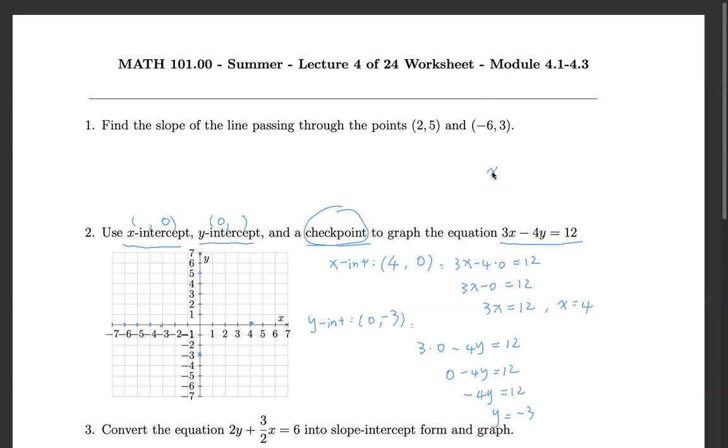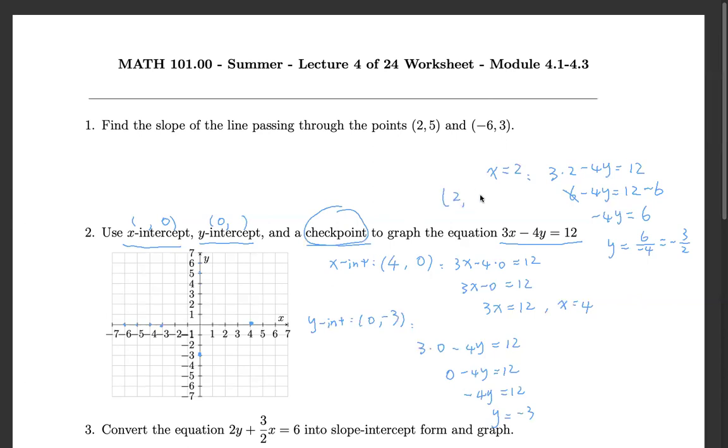So let's see, if x equals 2, right? We have 3 times 2 minus 4y equals 12. 3 times 2 is 6. 6 minus 4y equals 12. Right? So move 6 to the other side, it becomes -6. So -4y equals 6. Divide by -4 on both sides, so y equals 6 divided by -4. Well, that's -3/2, -1.5.